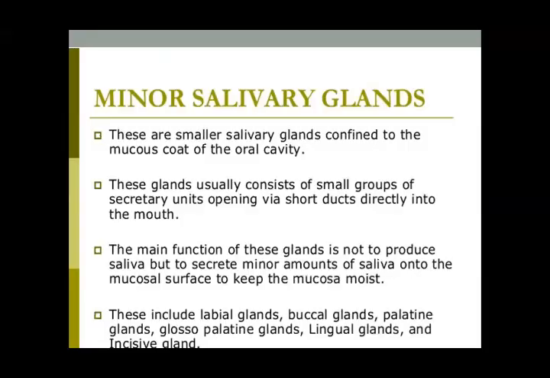Minor salivary glands are smaller salivary glands confined to the mucous coat of the oral cavity. These glands usually consist of small groups of secretory units opening with short ducts directly into the mouth. The main function of these glands is not to produce saliva but to secrete minor amounts of saliva onto the mucosal surface to keep the mucosa moist. These include labial glands, buccal glands, palatine glands, glossopalatine glands, lingual glands, and incisive gland.